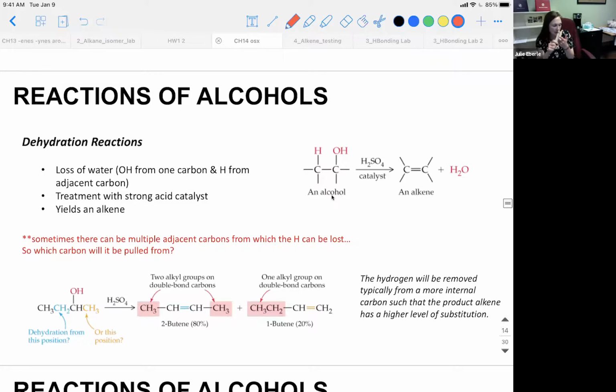So far today, we've learned how to identify alcohols and how to name them, whether they're straight chain or cyclic. We learned how to name and identify alcohols, phenols, and ethers. And then we've also looked at properties associated with alcohols and how that relates to alkanes and ethers as well. Now we're going to talk about reactions of alcohols.